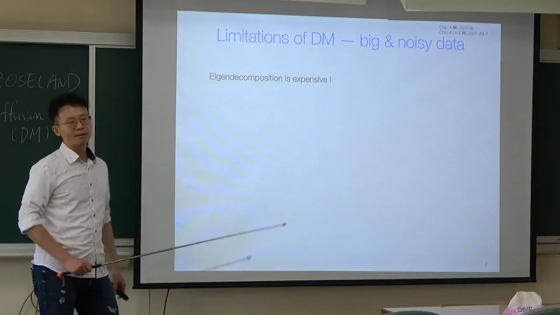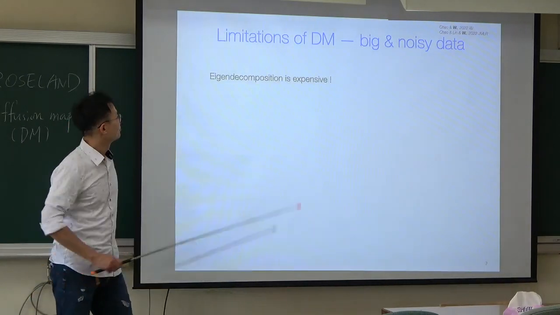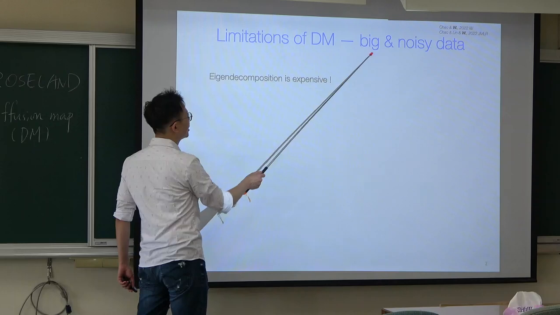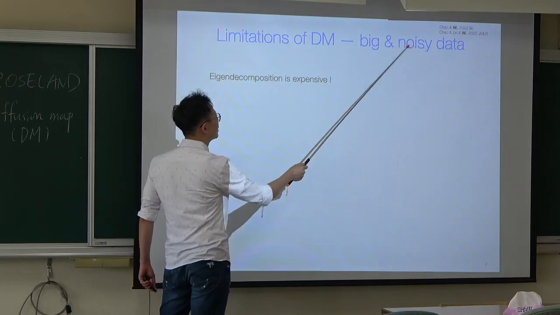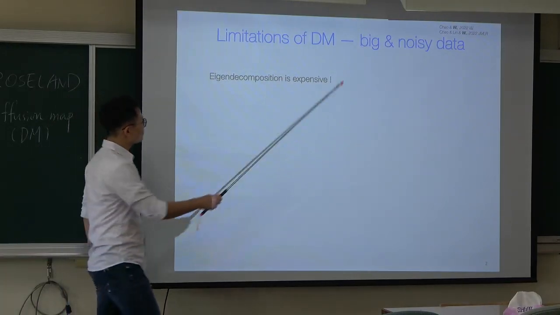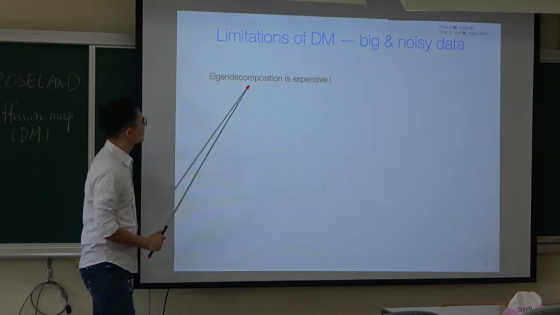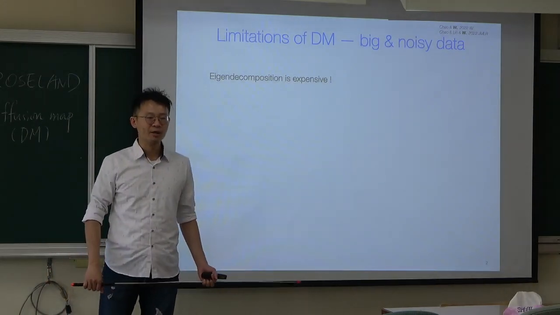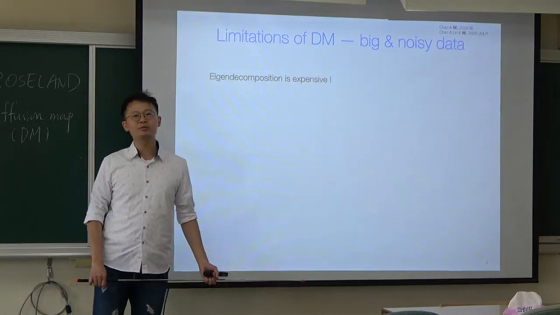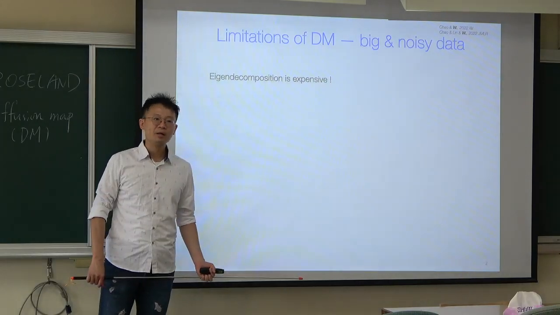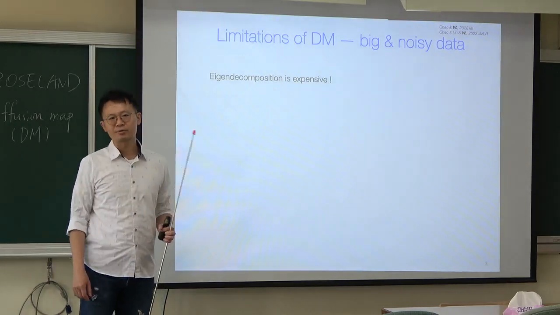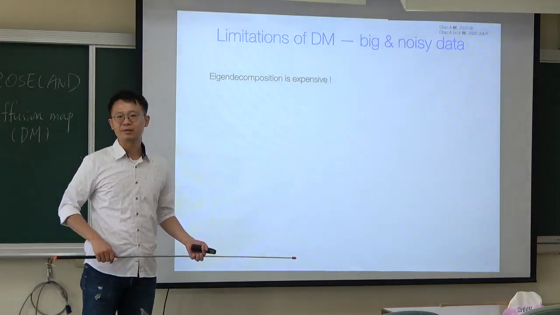Well, there are many limitations for sure, but one of the main limitations when we apply it to real data is when we have a big and noisy data set. Why? If you have a big data set, then eigendecomposition is usually expensive. If you remember, the complexity of eigendecomposition is usually n raised to the power of log 7, base 2, so it is about n raised to the power 2.81, which is almost impossible when data is large.